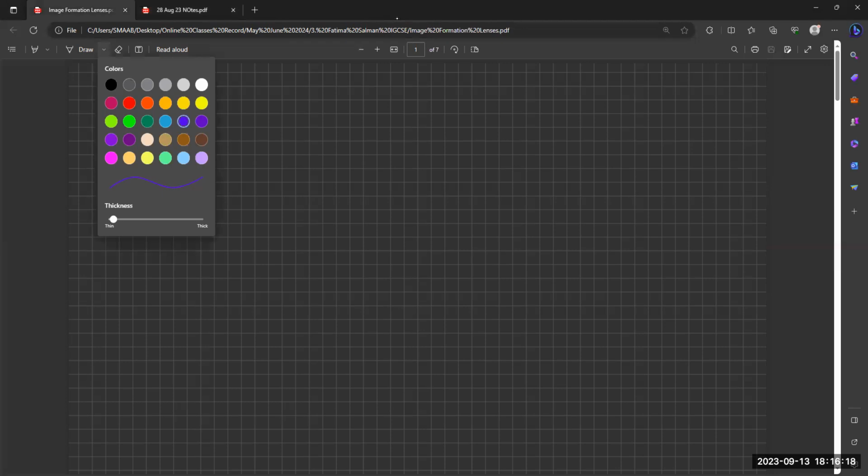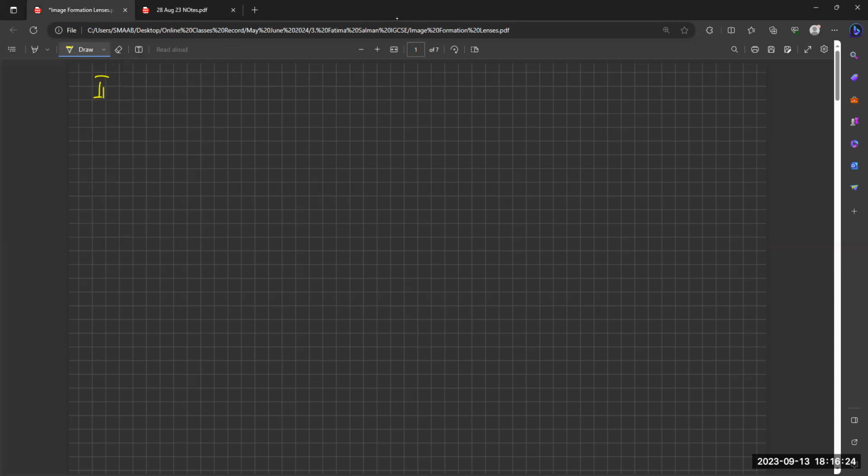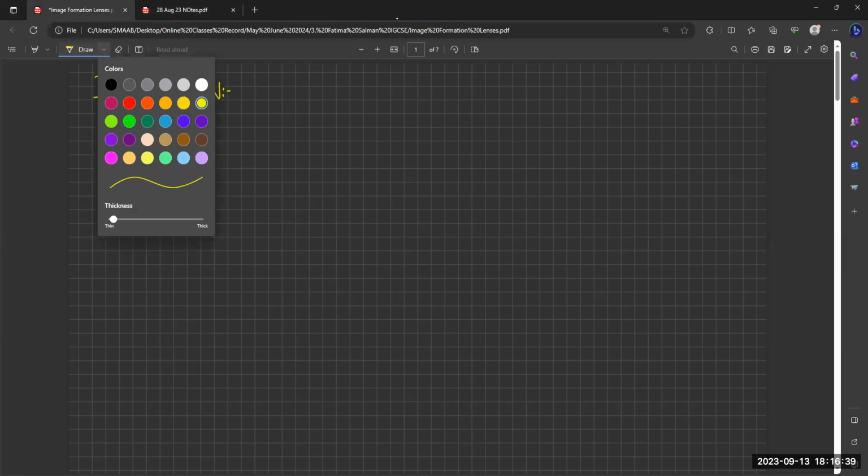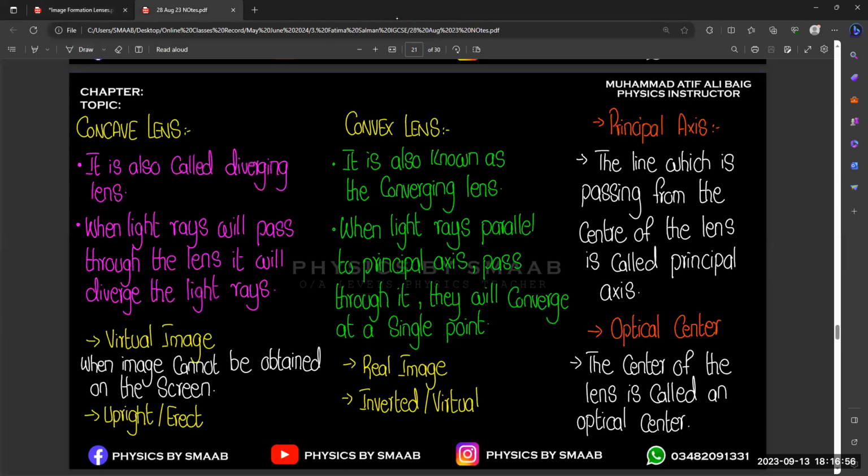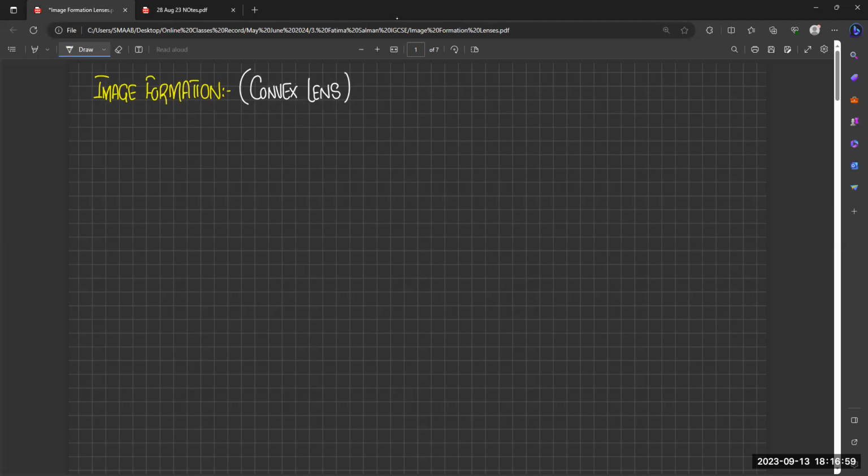And today we have to start with the concept of image formation. And if you remember, I told you that we only have to discuss the image formation in the sense of only convex lens. Yes. So basically, convex lens is converging. So that's why we are only talking about the convex lens.